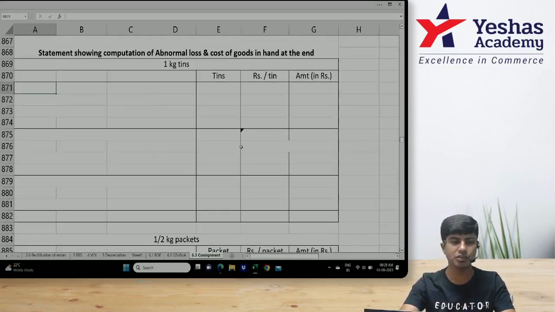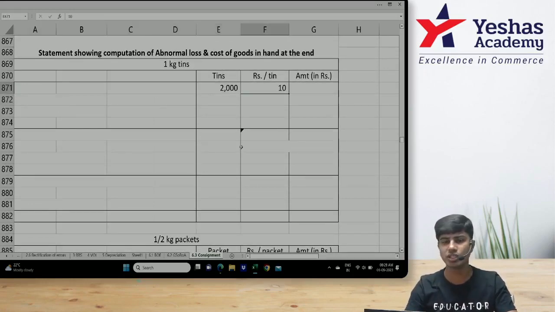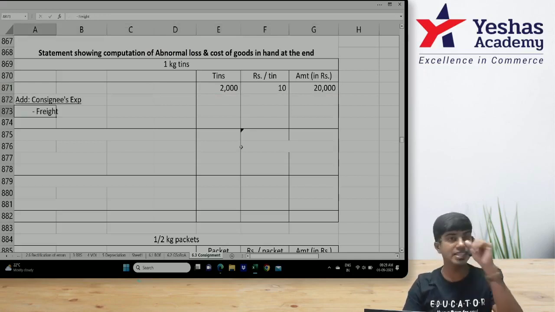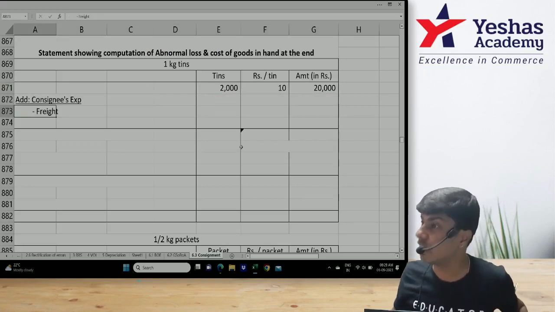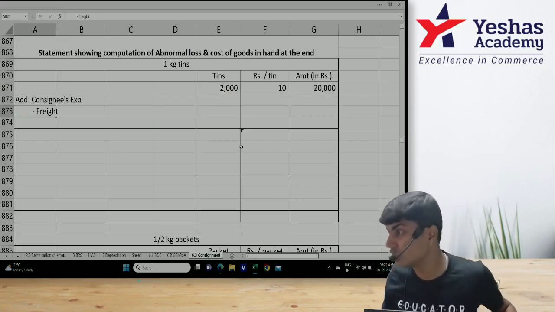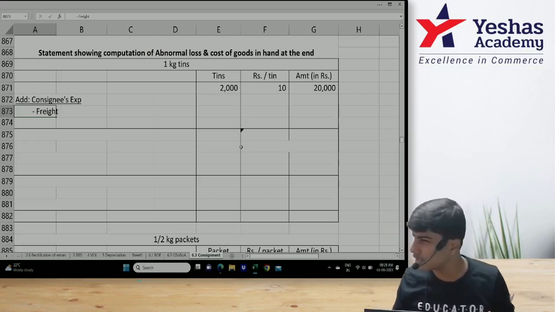1 kg tins. Observe. What is the goods sent on consignment? How many tins? 2000 tins, at the rate of 10, 20,000. You added expenses, consigner's expenses, right? How much? It is the consigner's expense paid by the consignee. Actually, after adding the expense, we should adjust the loss. It will not be 500, it will be slightly more than 500.